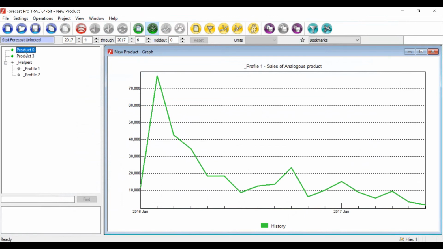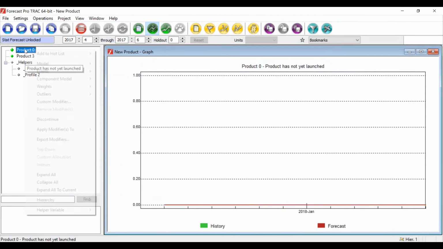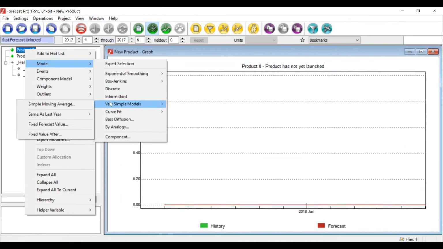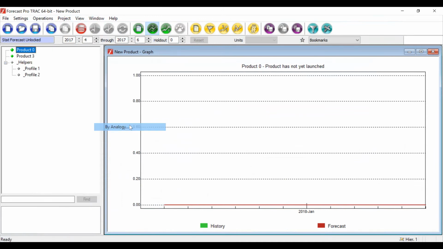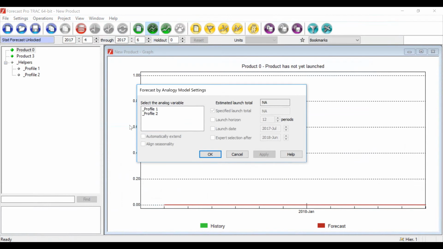So to apply this profile, we're going to go down to "by analogy" here, and we'll see this dialog box pop up. There are a couple of decisions that we have to make here. The first is what analog variable do we want to use? We're going to go ahead and select the profile one that we just looked at.